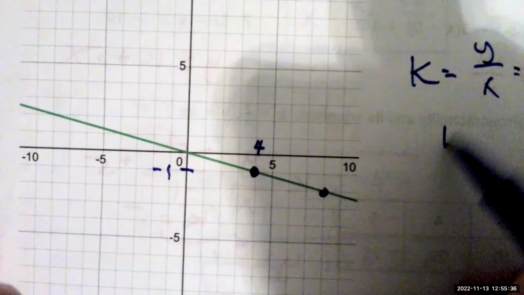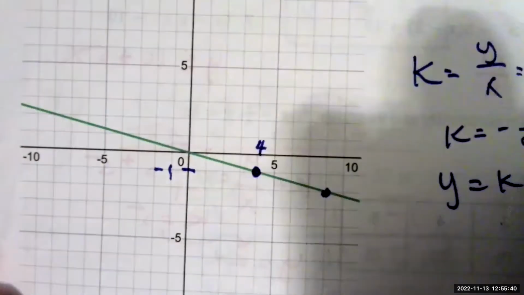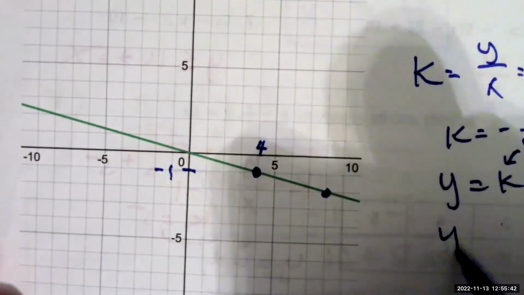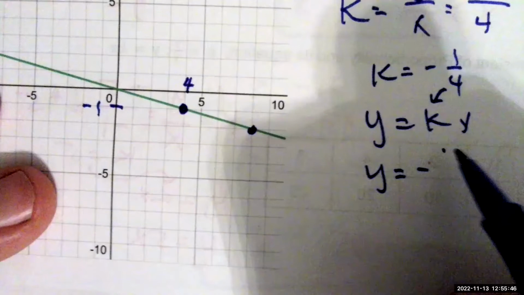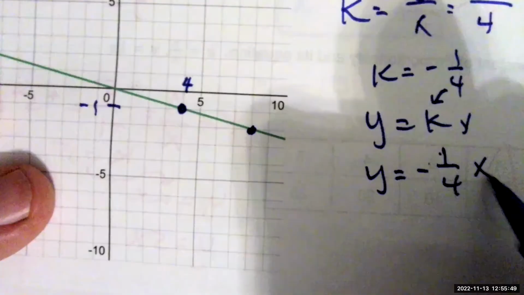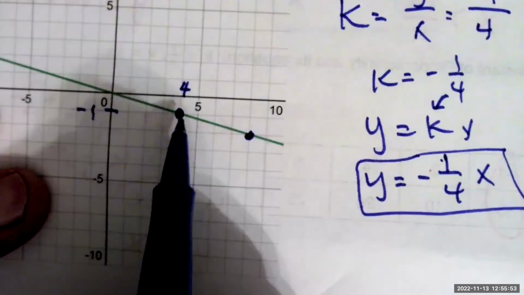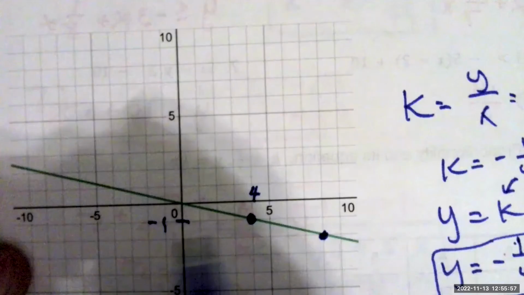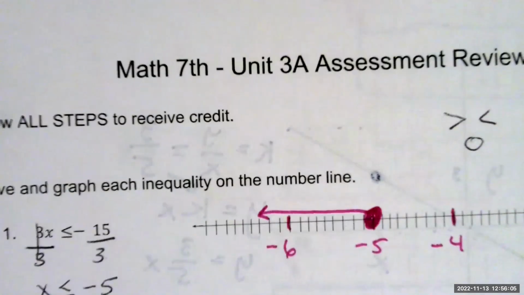So it looks like my k is going to be -1/4, which makes my y equals kx, remember we're plugging that in there, y equals -1/4 x. So that would be my equation. And we can check it just to make sure. Now, there we go. And that's basically how we do the Unit 3 for 7th grade, the Unit 3 assessment review.